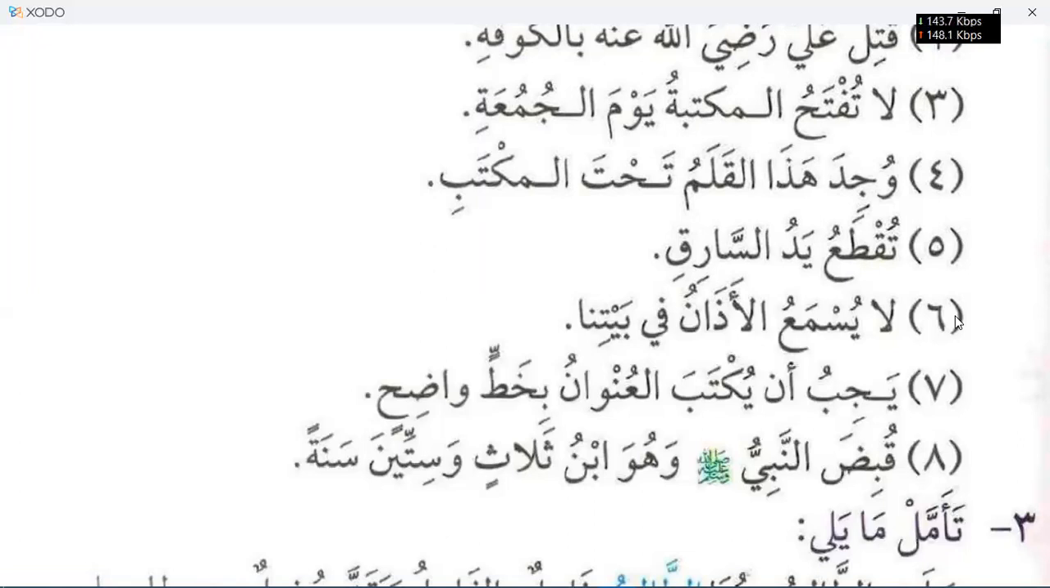Yes. Okay. So what is naibul fa'il and what is fi'l majhul here? Yusma'u. Yusma'u is fi'l majhul. And what is naibul fa'il? Al-adhan. Correct. Next.